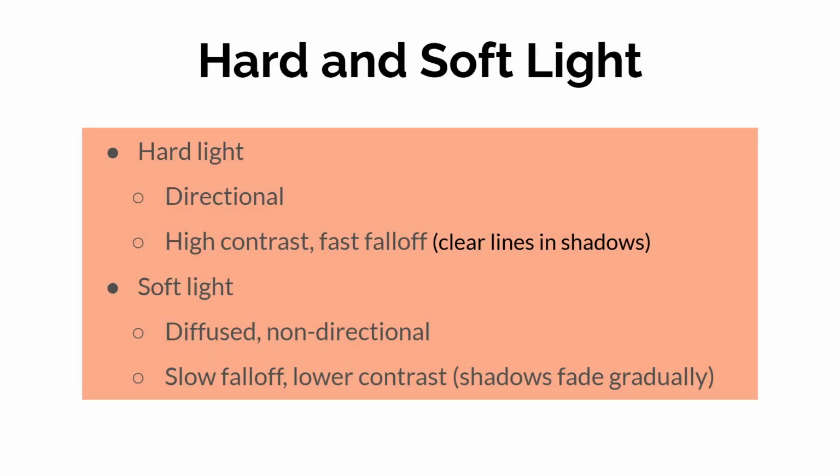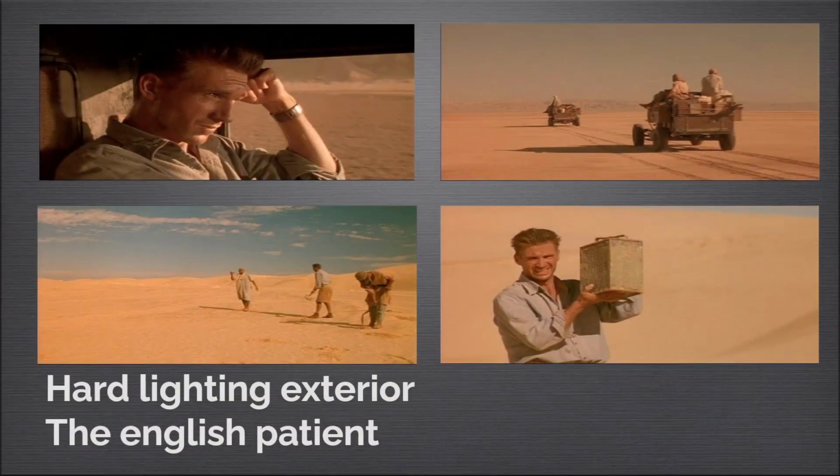And then we have hard light versus soft light, and they're actually pretty much exactly what they sound like. Hard light is directional, it has high contrast and fast fall off, and that just means there's clear lines on the shadows. Soft light is diffused, it's not as directional, and there's slow fall off, meaning lower contrast, and the shadows fade gradually, right? So let's look at some hard lighting, right?